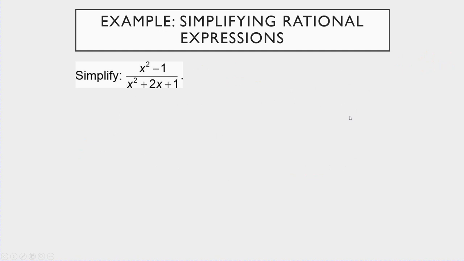All right, so let's try this one. I want to simplify x squared minus 1 divided by x squared plus 2x plus 1. Okay, so the first thing you're going to do is factor. Well, this we saw is the difference of two squares, so this is going to be x plus 1 times x minus 1. Then what two numbers multiply to 1 and sum to 2? Well, that's 1 and 1. So this is going to factor as x plus 1 times x plus 1.